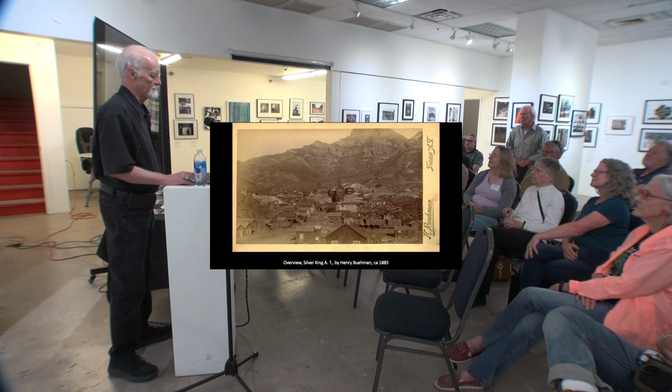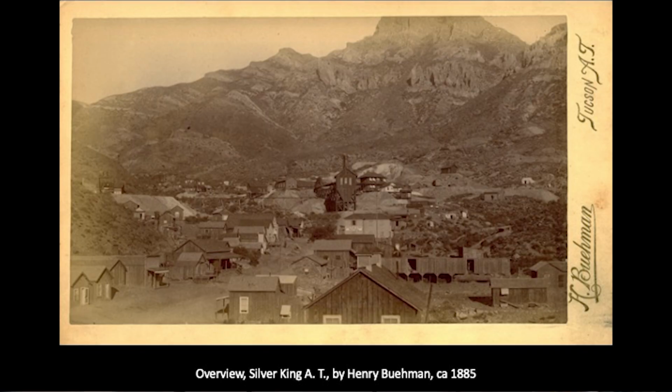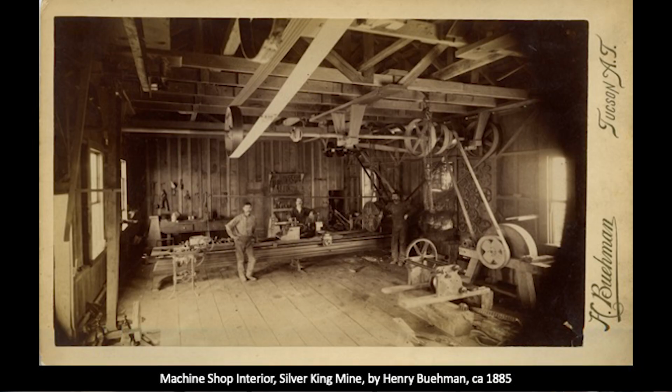Boudoir cabinet card, another Henry Buman. He came up to Silver King and documented Silver King. Really great series there. So, the booming town of Silver King, that's all gone now. And the interior of the machine shop at Silver King, showing the occupational things. He did a whole series of about 12 boudoirs at that point.